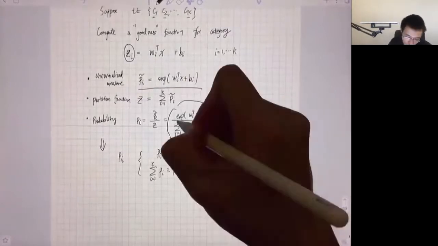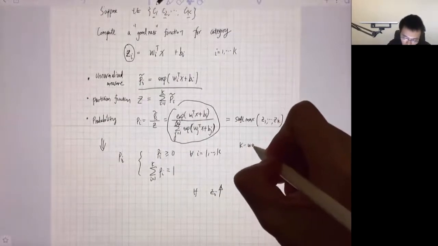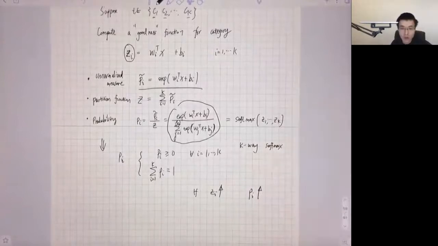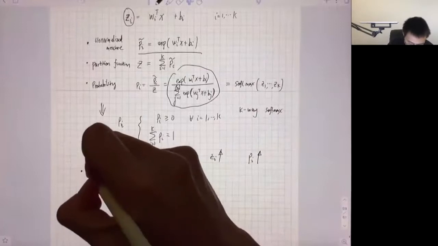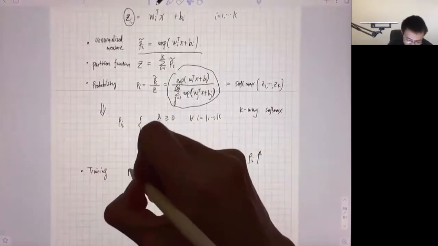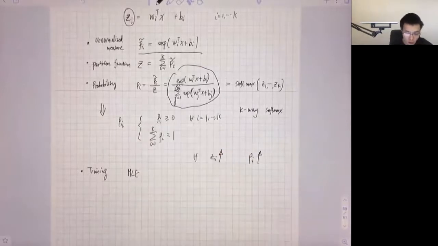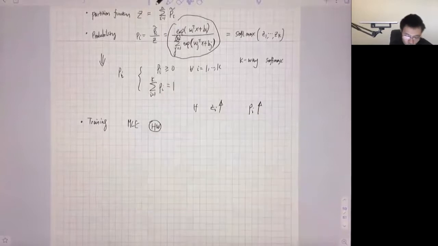And if the candidate category is K, we sometimes call it K-way softmax, or a softmax function with K ways. So this is the probability model for multi-class classification training. The training is going to be maximum likelihood estimation, or with some penalties. The computation of the maximum likelihood estimation is homework, but I can show the loss.